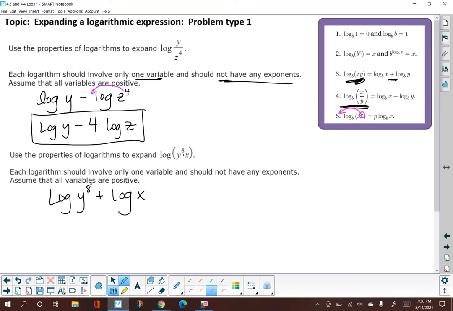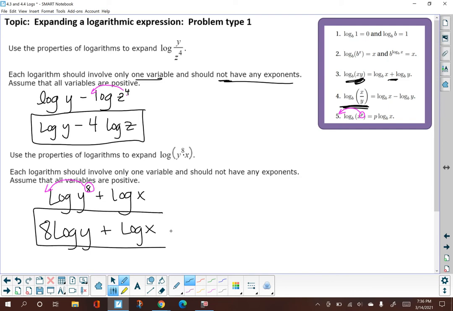And then we can apply the power rule and bring that power down. So it's 8 log y plus log x. That would be our final answer. No exponents, just like we needed, and only one variable in each log. Okay, so that's called expanding.